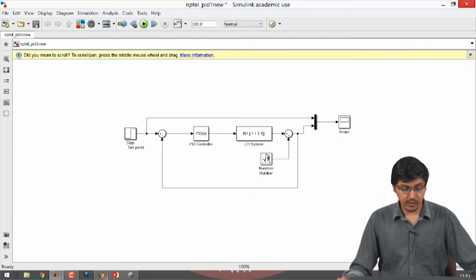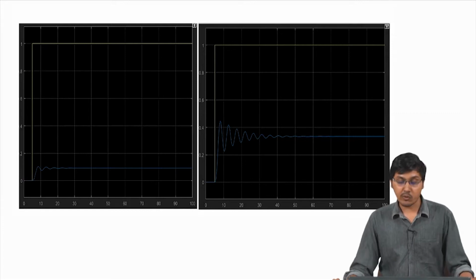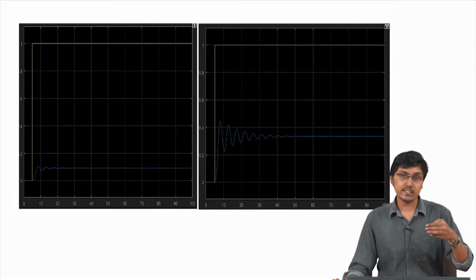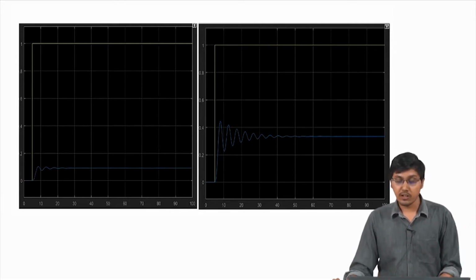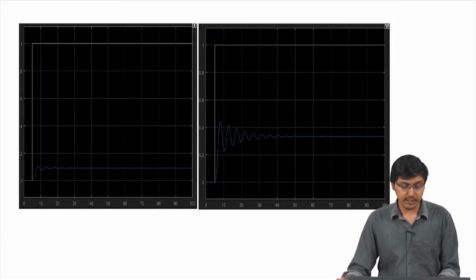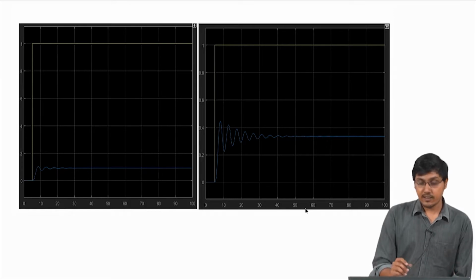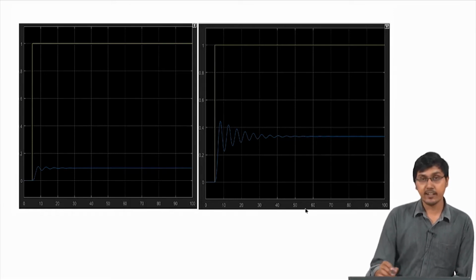This we call the overshoot. Overshoot is nothing but the amount by which the value has gone above and come down, compared to the final value. Now, the increase in the proportional gain has actually increased the overshoot. So now we have both the values of Kp in this particular slide.